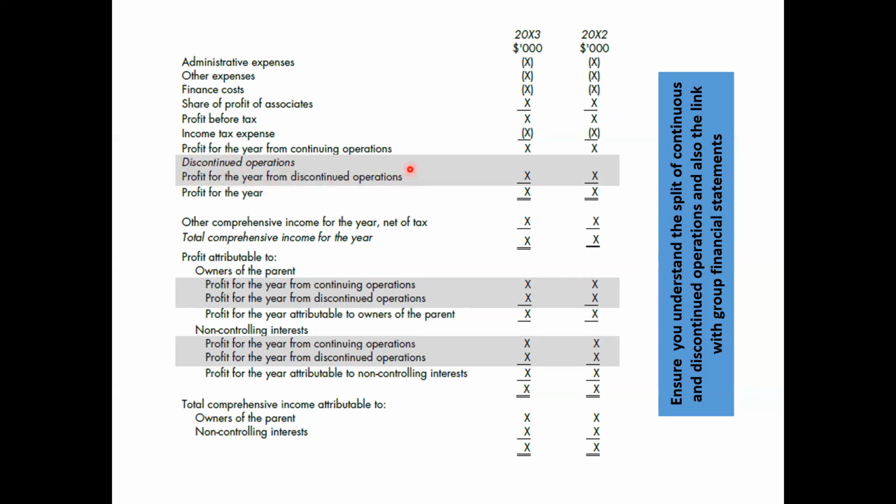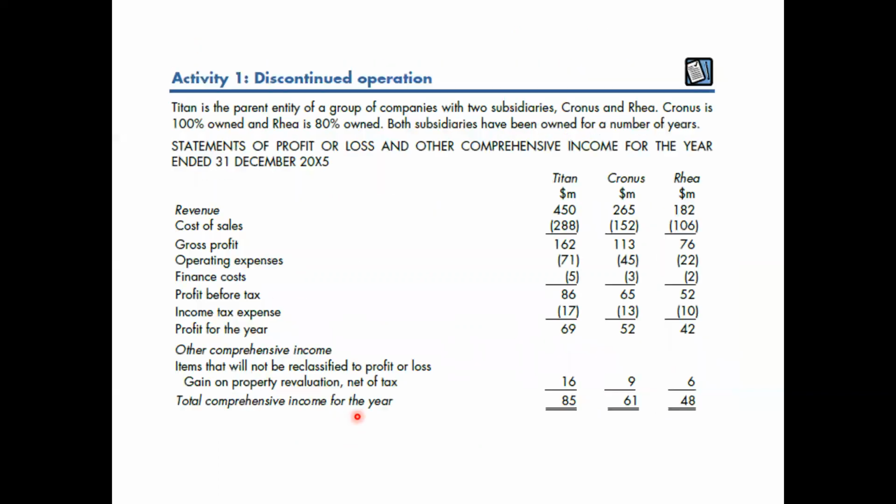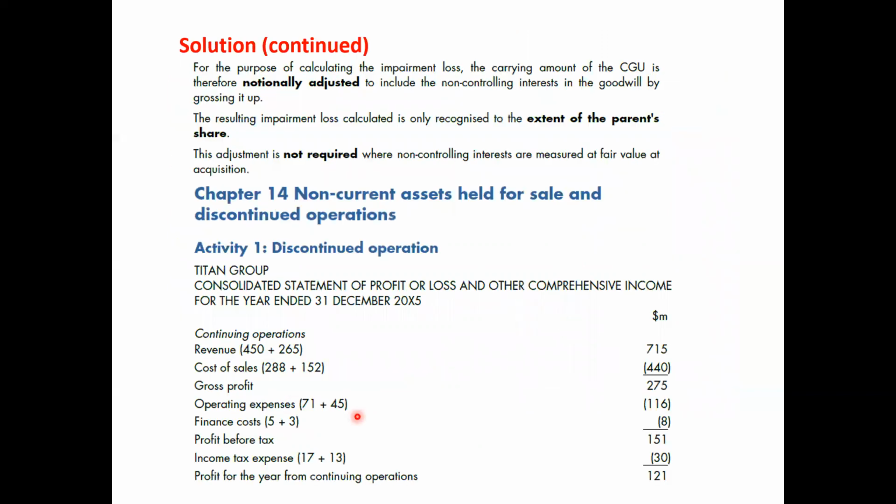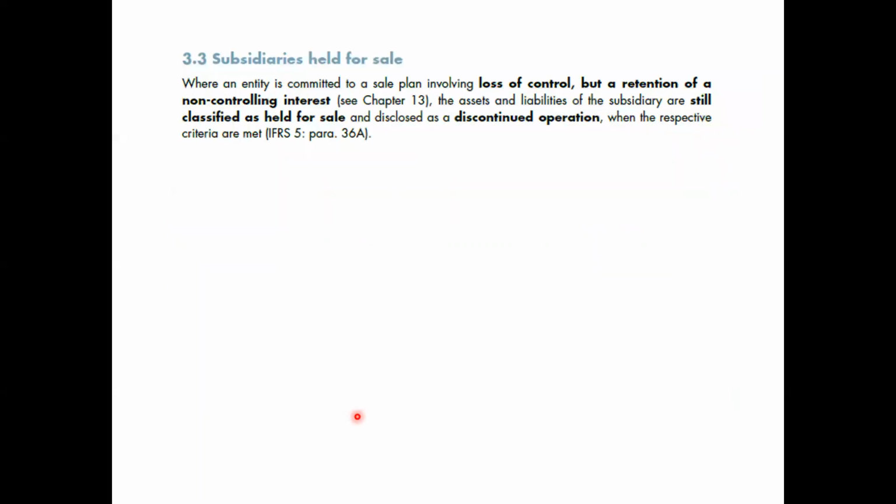But for groups, this now means that when we present the statement of profit and loss, when we have the part attributable to the parent and the NCI, we will have profit for the year from continuing operations and profit for the year from discontinued operations for the parent and in non-controlling interest. So make sure you understand that split specifically. Okay. You can go and work through those examples and make sure that you understand that you are happy to disclose that.